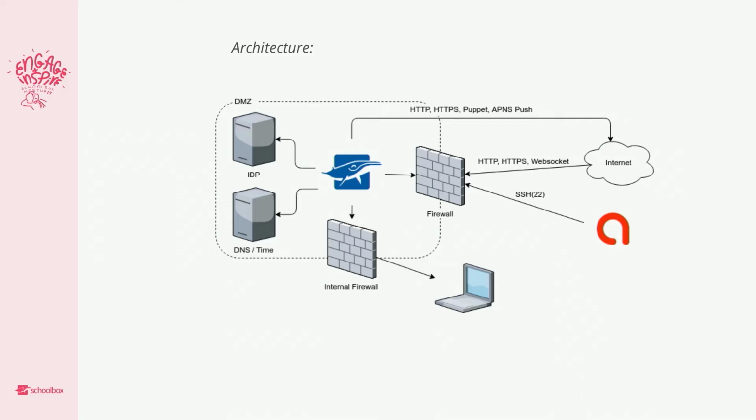The other one there, DNS and time, is an important thing that we interact with. Time is actually more important than you think it is. Authentication won't work without accurate time. And also our logs, obviously, and all our times inside Schoolbox will be out if time's not correct. So making sure we've got connectivity to time and also to DNS, of course, the two are our critical services that we need to be connected to.